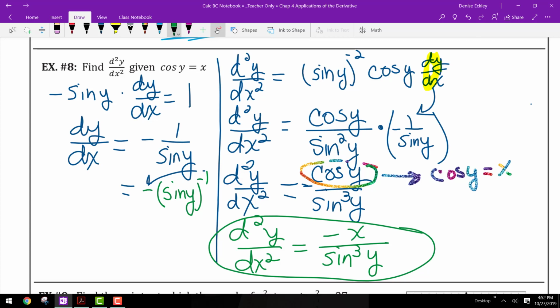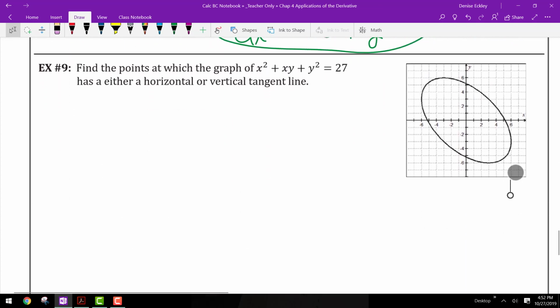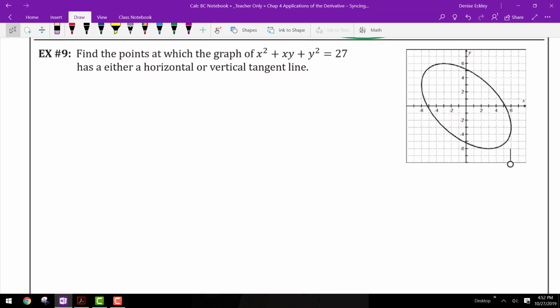A lot of times, even without trig functions, with other functions, you'll be able to substitute something from the original function back into a second or third derivative. Okay, and then finally, we have another ellipse. So we want to find the points at which the graph of x squared plus xy plus y squared equals 27 has either a horizontal or vertical tangent line.